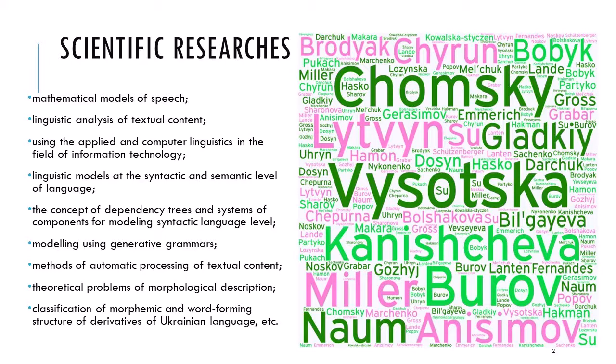technologies and techniques. These scientists developed different mathematical models of speech, worked on linguistic analysis of textual content, on modeling using generative grammars, they discovered different methods of automatic processing of textual content, worked on theoretical problems of morphological description, as well as classified the morphemic and word-forming structure of derivatives of, let's say, Ukrainian and other languages.